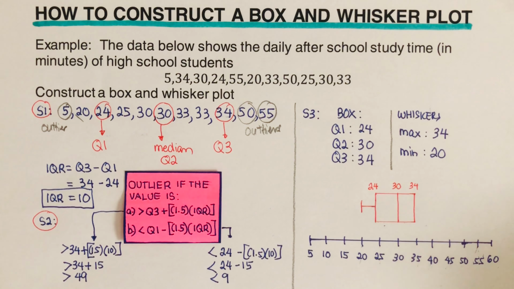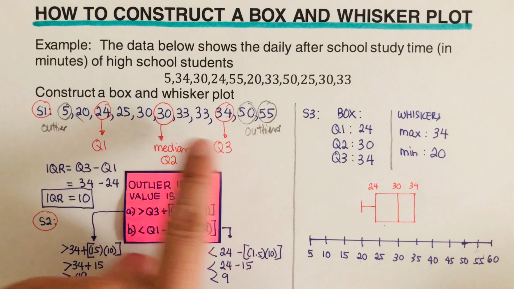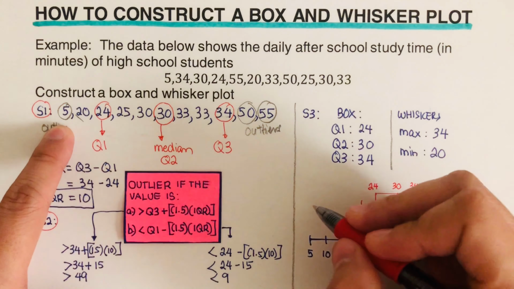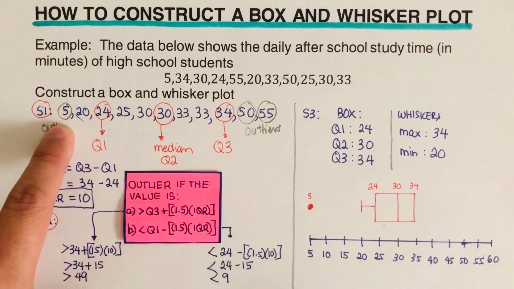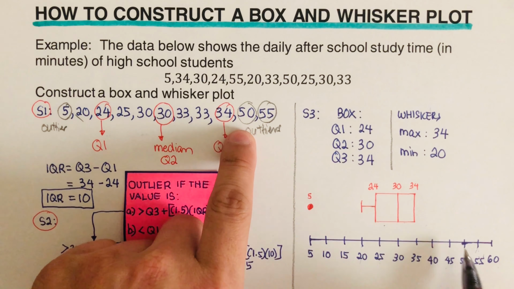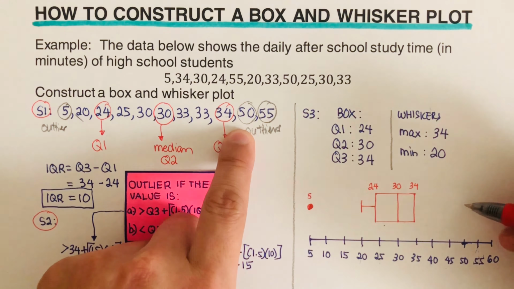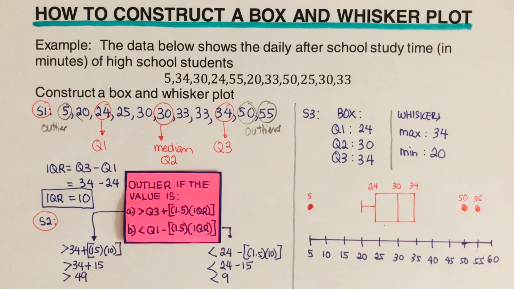So we are going to plot the outliers as well. So 5 is here, so I can label this as 5. And then the 50 is located here on the right side. So I'm just gonna go ahead and label this as 50. And then 55 is down here. So these 3 dots that we have here are the outliers. So this is how we create the box and whisker plot.